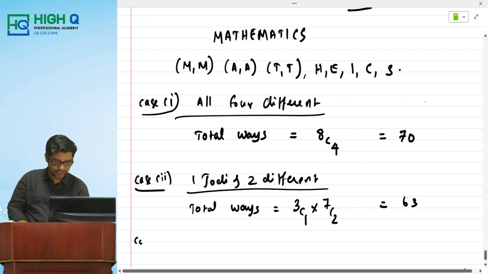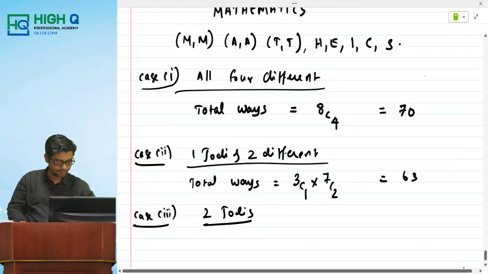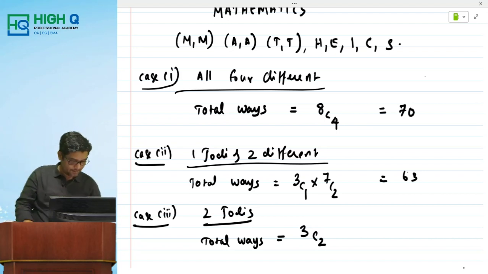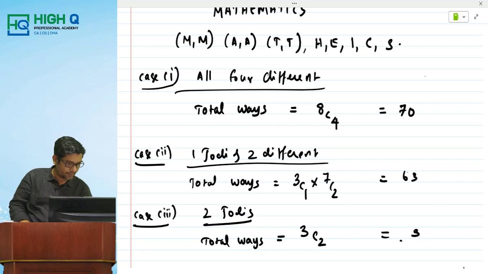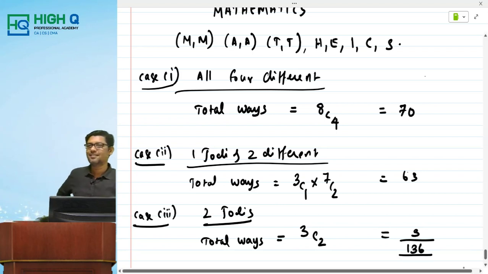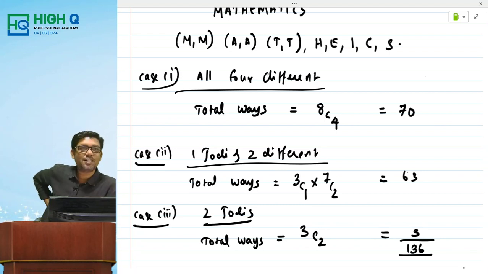What is case 3? 2 pairs. Now, total ways. 3 pairs, 2 pairs I have selected. That's it, over. 3C2 is again 3. Add everything, 136. You understand this, my dear?